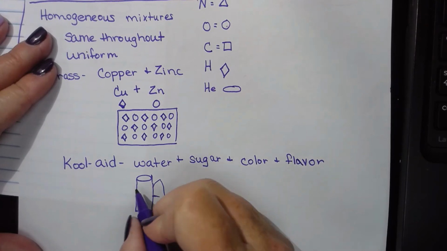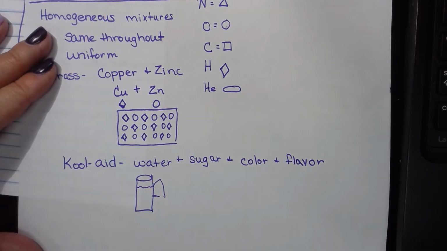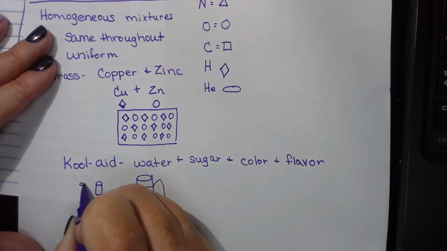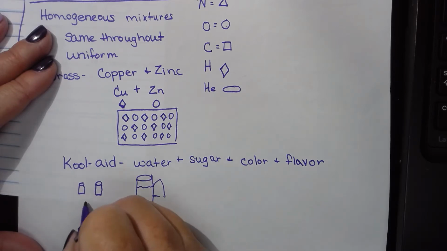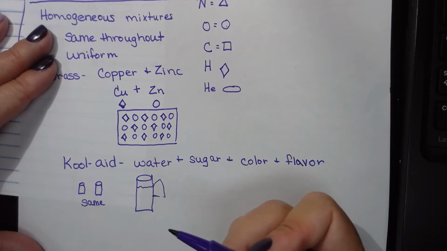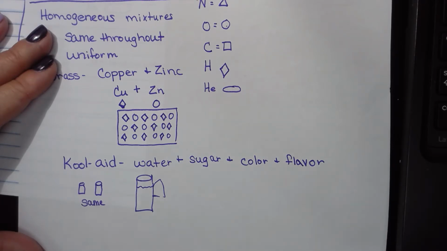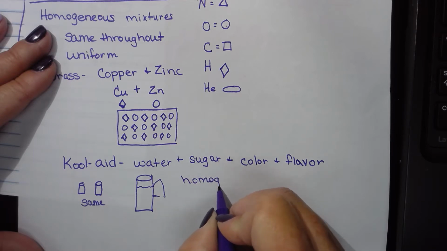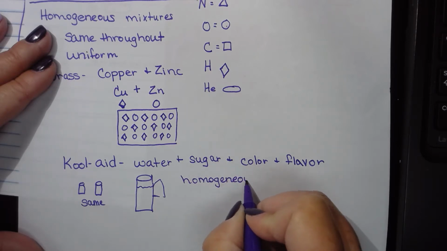So if we have a pitcher of Kool-Aid, I put in the water, I put in the sugar, I put in the Kool-Aid mix, and I stir it all around. And if it's mixed completely, if I pour you a glass and I pour me a glass, they're going to be the same, because the solution, another word for a homogeneous mixture, is completely the same throughout. So that makes that homogeneous.